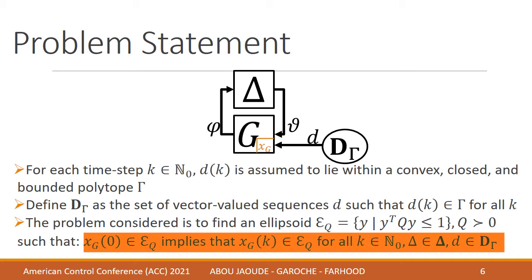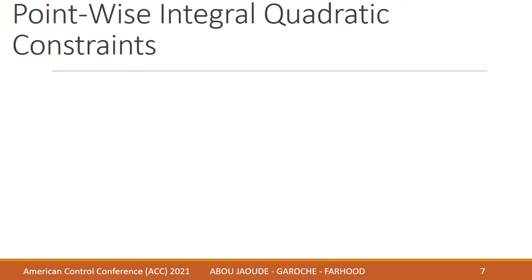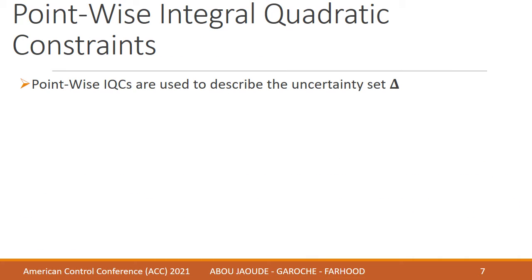for all uncertainty operators delta in delta, and disturbance inputs d in d gamma. We will now define the notion of a pointwise IQC as it is used along with the S procedure for deriving the results in this paper. But first, we will recall the definition of a standard IQC.